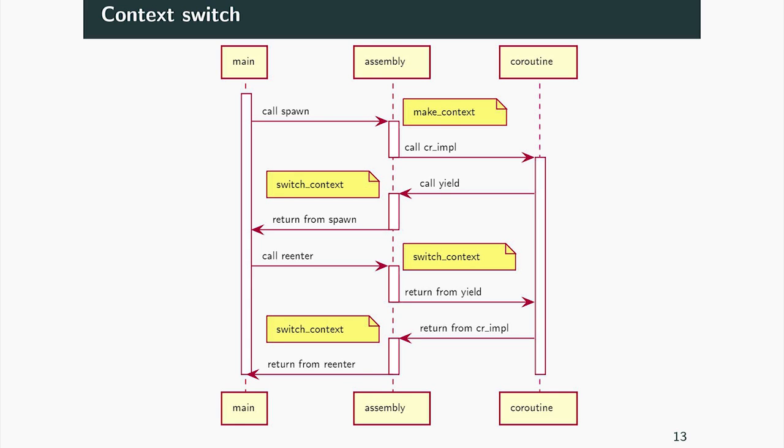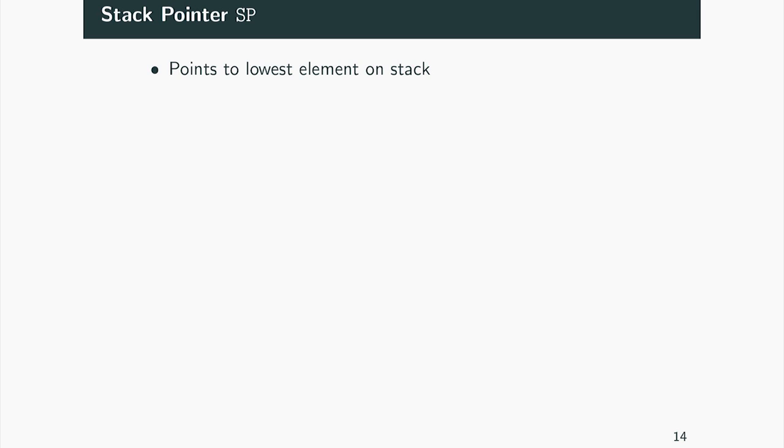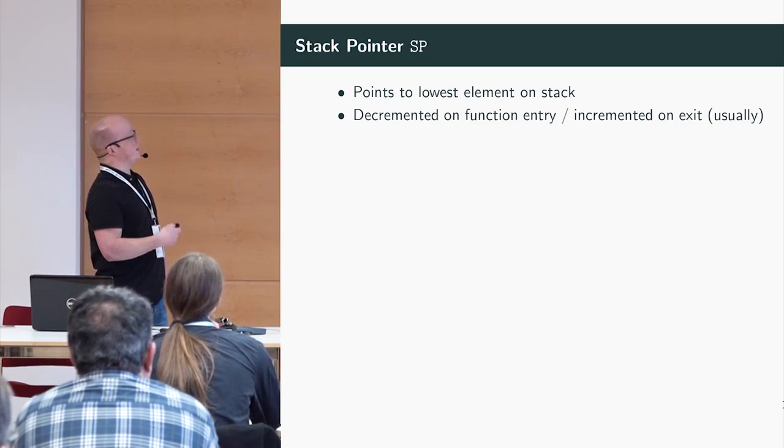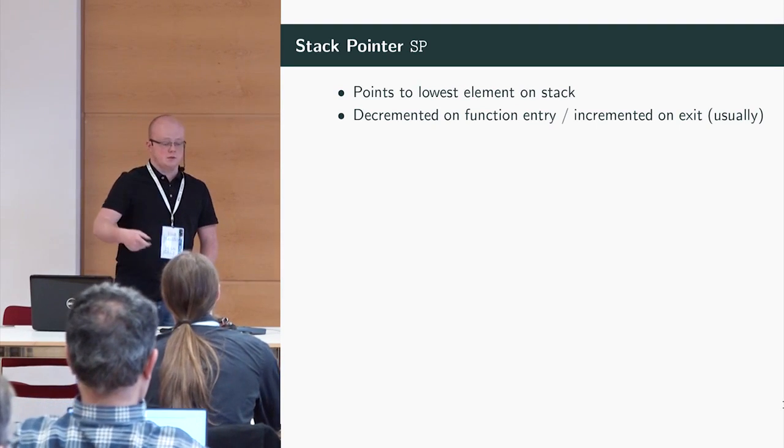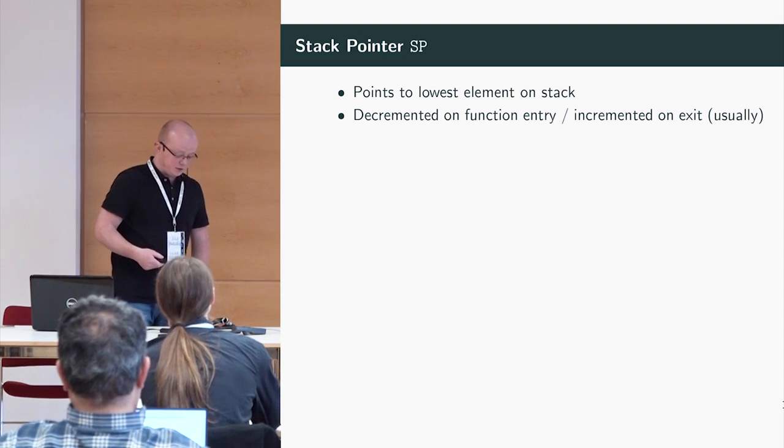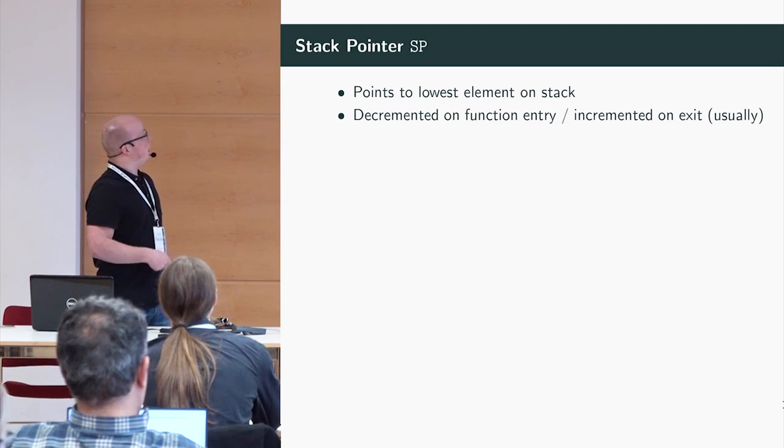All right, I already mentioned the context. Now we've got to define what that actually is. Those are a bunch of registers. The first one of those is the stack pointer, which points to the lowest element on the stack, just to be correct here, because ARM has a descending stack. So it starts at the highest address and moves downwards. It's normally decremented on function entry and incremented on exit, because the compiler says, well, I know how much stack the function will take, so I do it once.